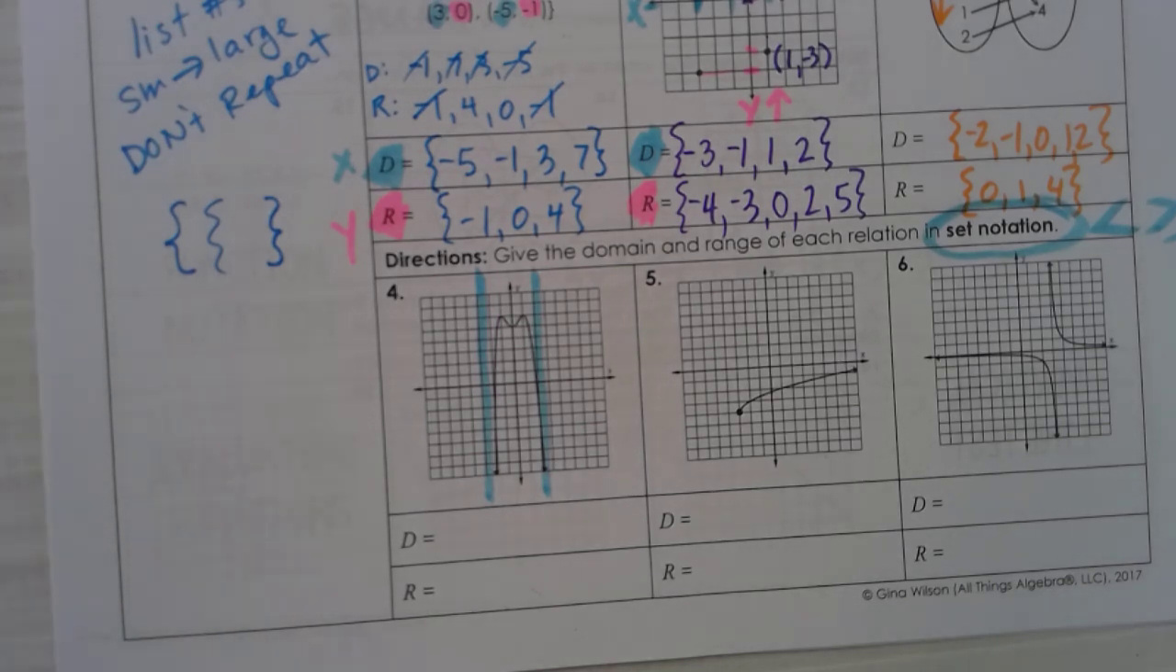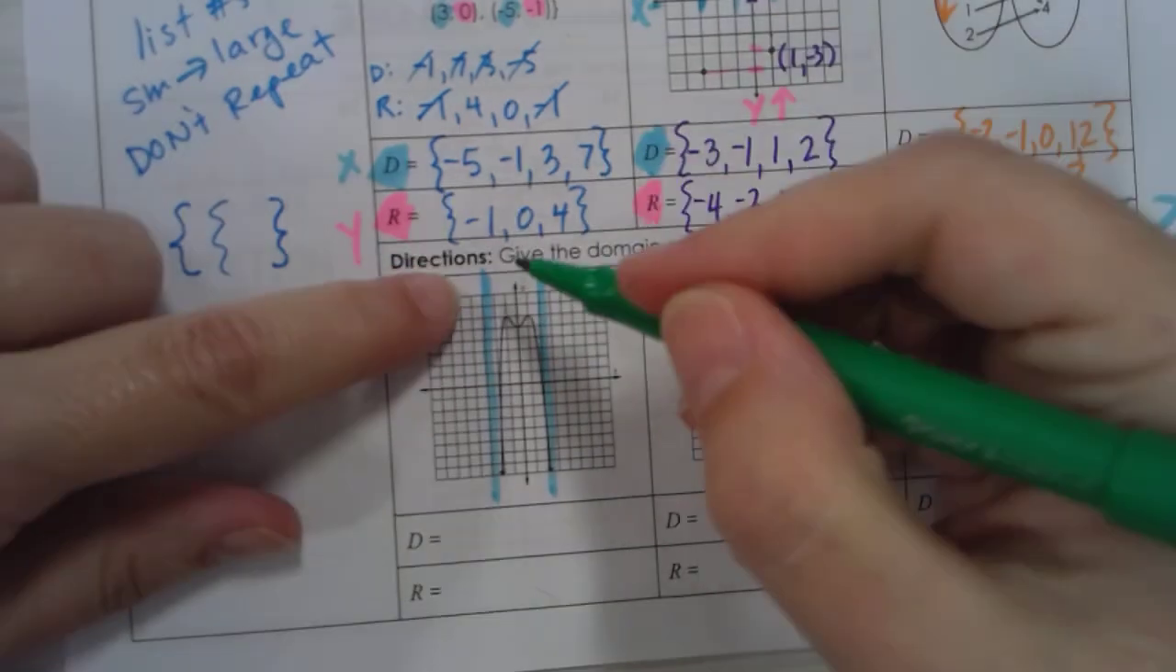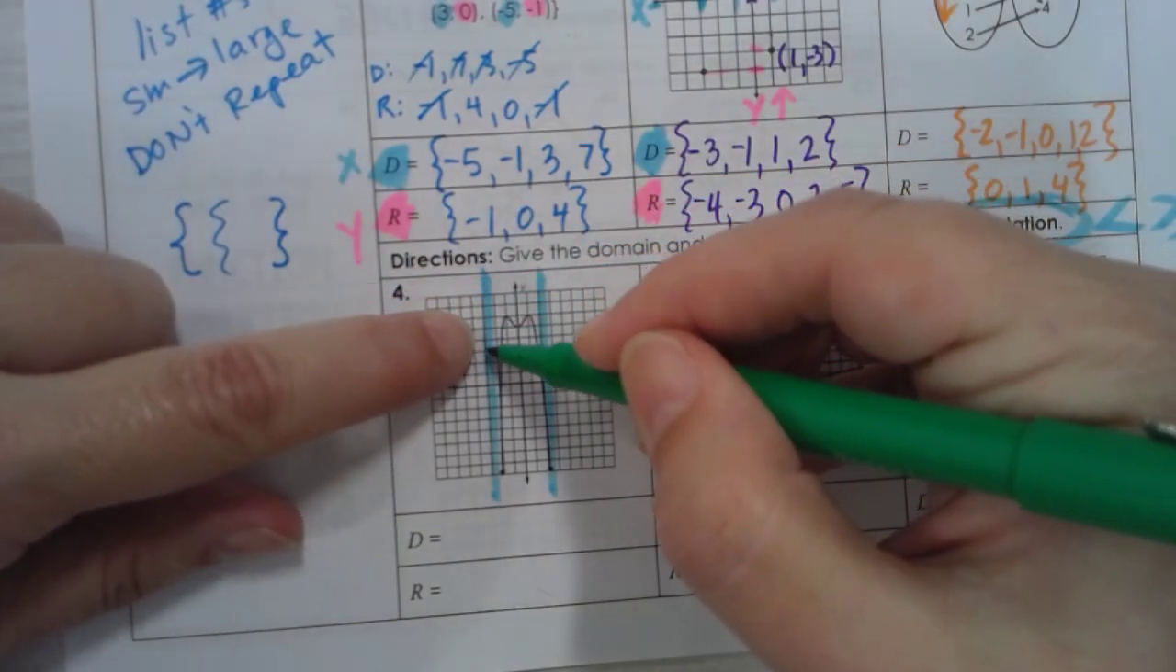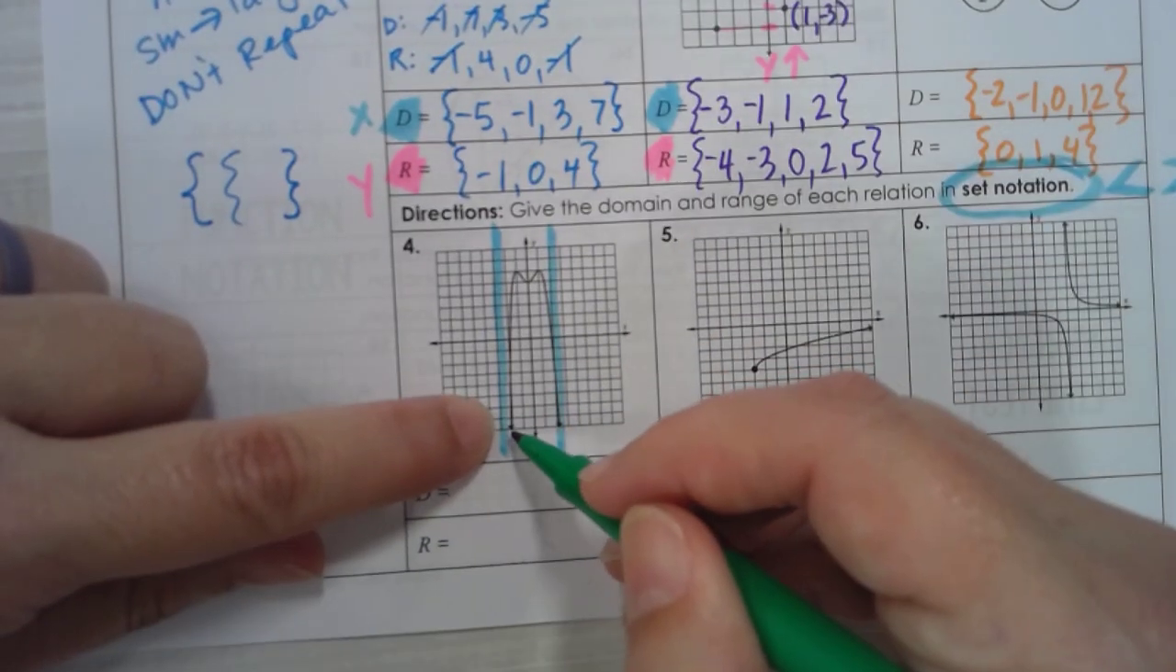So what do we see here on the edge of this graph? When we draw this line down here on the left, what is it touching? It's touching this thing right here. What is that?